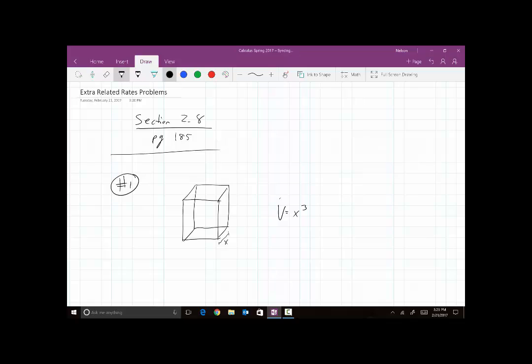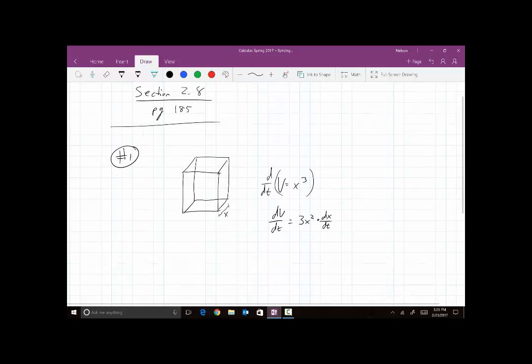Well, to figure out what dV/dt is, you need to differentiate this with respect to t. So dV/dt is equal to not only 3x squared, it's 3x squared times dx/dt. Why? Because we're taking this derivative implicitly, differentiating with respect to t. So that's why it's times dx/dt. And so that's the answer. That's it.